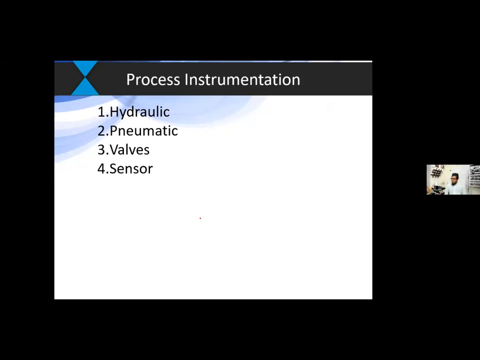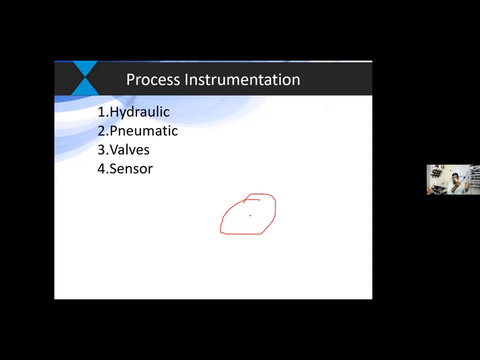Okay. So in most of the industry, we have the electrical line. In the same way, we also have the pneumatic line, the air line. For rotary motion, the motor is the most popular. But for linear motion, we are using the pneumatic system. So this is a pneumatic cylinder.